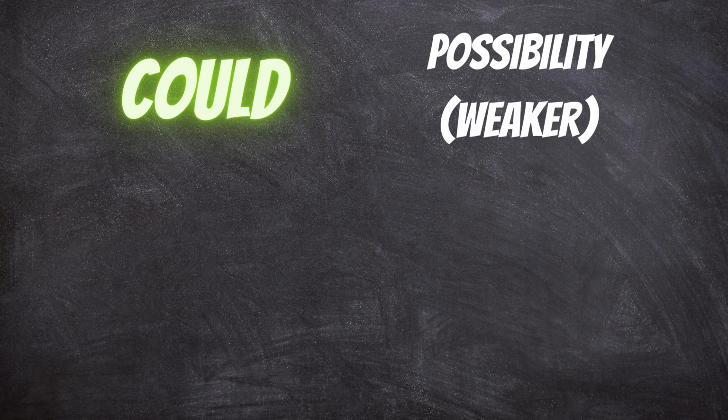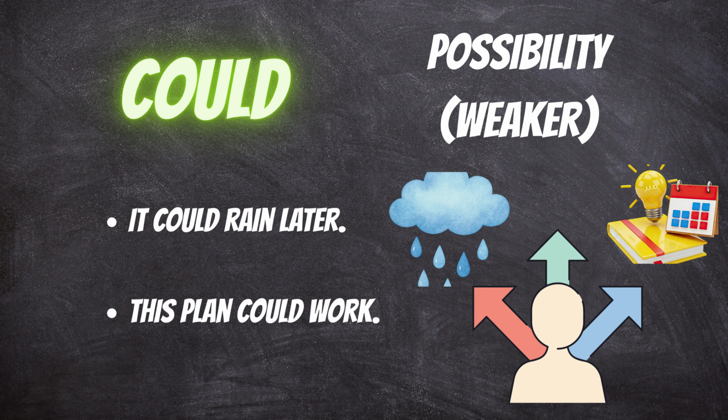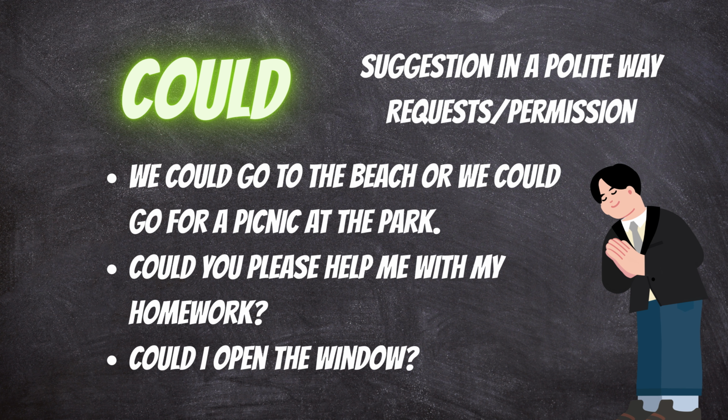Also, like can, the modal could can be used for possibility, but in this case, for weaker or uncertain possibility, like in the sentence, it could rain later or this plan could work. We can also use could for suggestions, requests, and permissions, just like can, but in this case, using could makes it sound a little bit more polite and less direct, just like the sentences. We could go to the beach or we could go for a picnic at the park. Could you please help me with my homework or could I open the window?